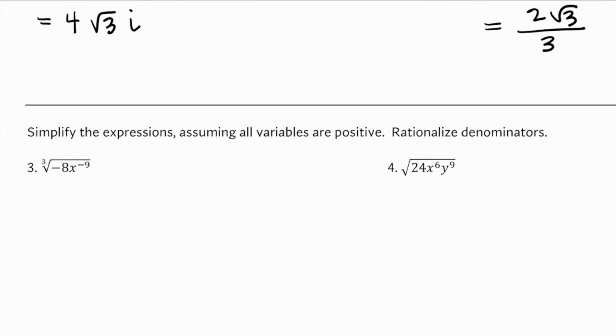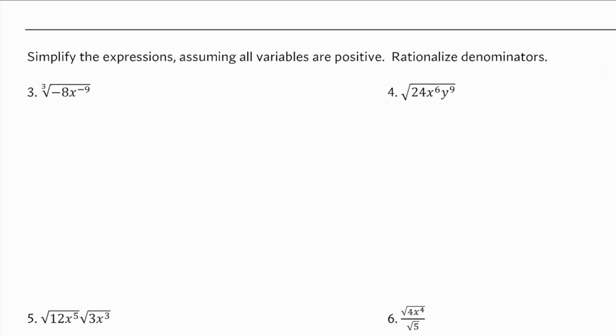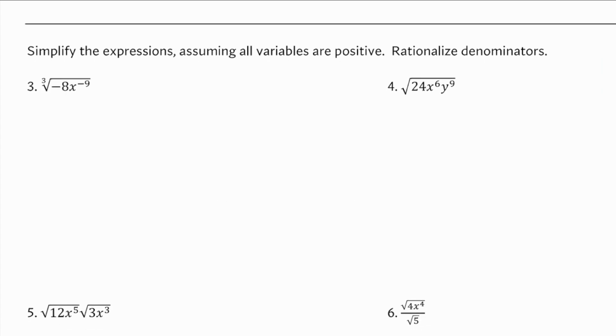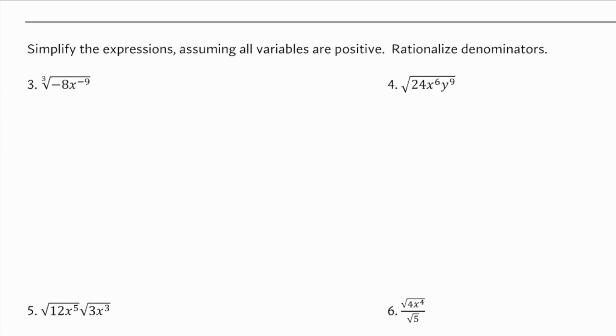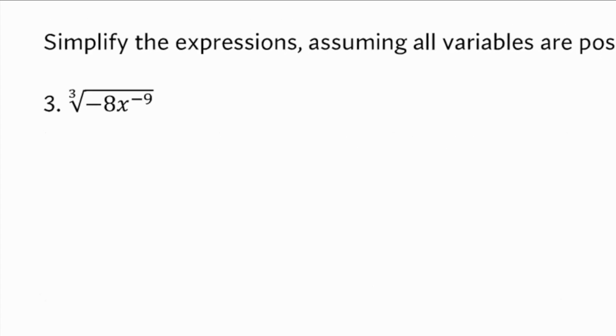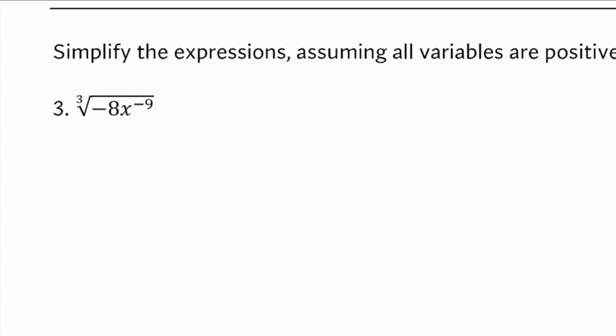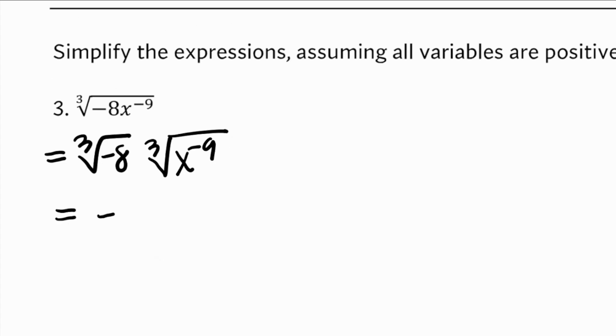That's simplified radical form. Now we're going to simplify the expressions assuming the variables are positive, and we're going to rationalize any denominator we might encounter. All right, so let's see, the cube root of negative 8, I'm just going to do these separately. Cube root of negative 8 is going to be negative 2.